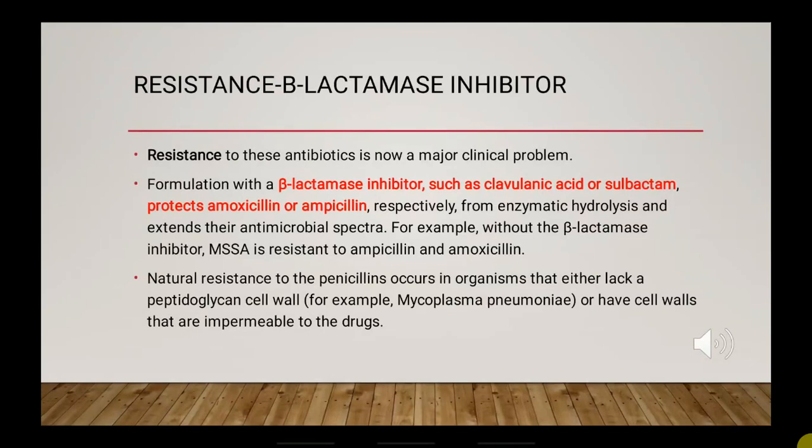The second cause of development of resistance is decreased permeability to the drug.